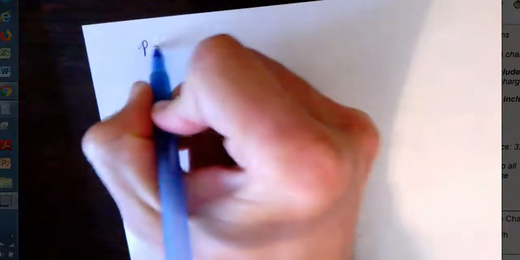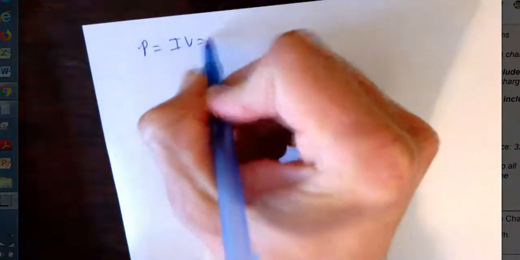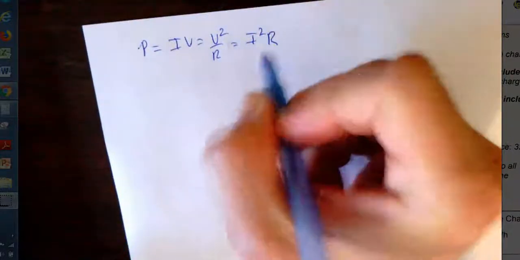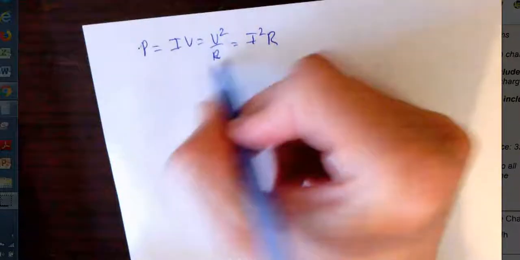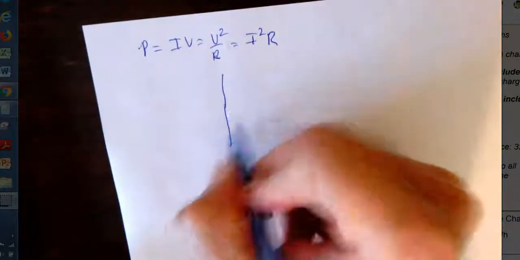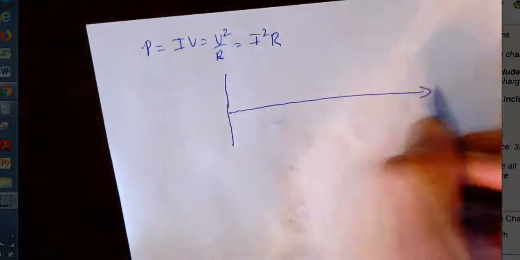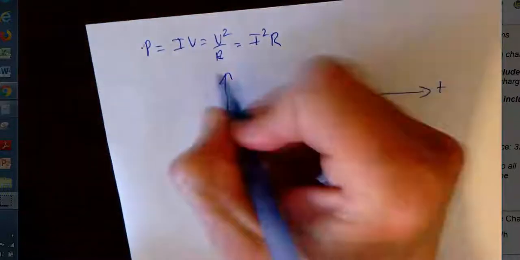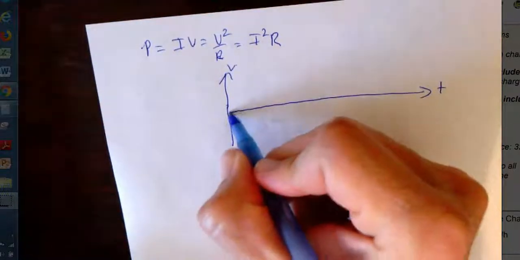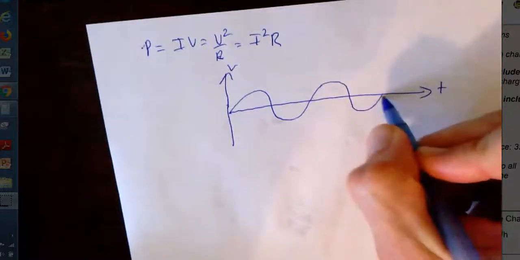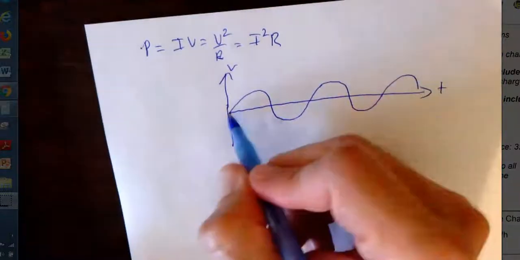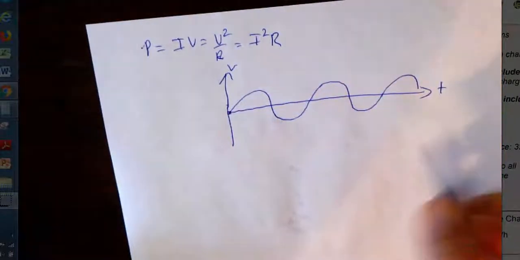So I'm going to take that just to give us some room. P is equal to IV is V squared over R if it's an ohmic resistor, and I squared R. We're going to pretend your house is a pretty ohmic resistor so that we can use this one. So when people talk about voltage in your home, the voltage is AC, right? I'll just draw it. It's like a sine or cosine wave, and we don't really care where it starts and finishes, but something like this.